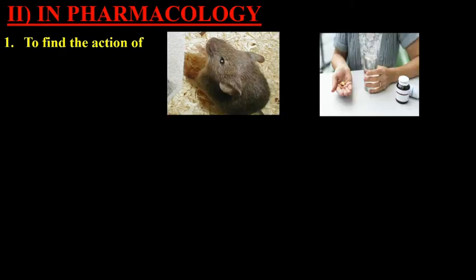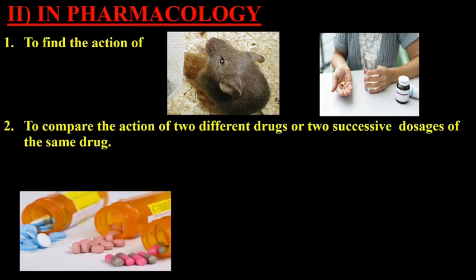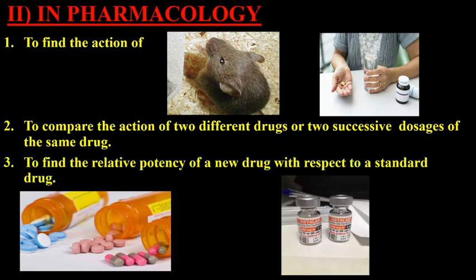Next, in pharmacology, to find the action of the drug, a drug is given to animals or humans to see whether the changes produced are due to the drug or by chance. To compare the action of two different drugs or two successive dosages of the same drug. To find the relative potency of the new drug with respect to a standard drug.